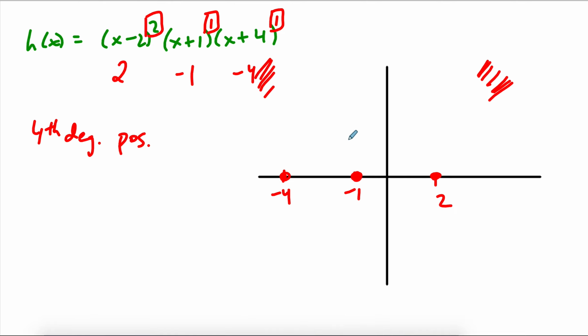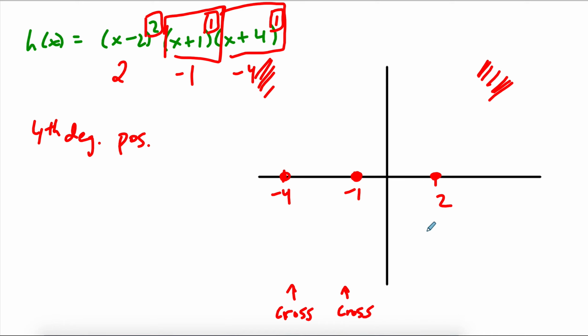So now we want to determine what happens in the middle. So we know that at x equals negative 4 and x equals negative 1, our factors have odd multiplicity. So this factor right here and this factor right here, we have odd multiplicity. So we know that at those points we're going to cross. At x equals 2, we have even multiplicity because that factor is squared. So we know that this is going to be a touch.